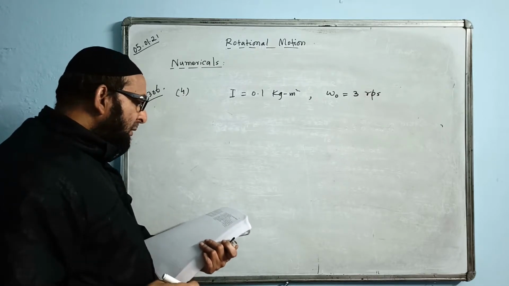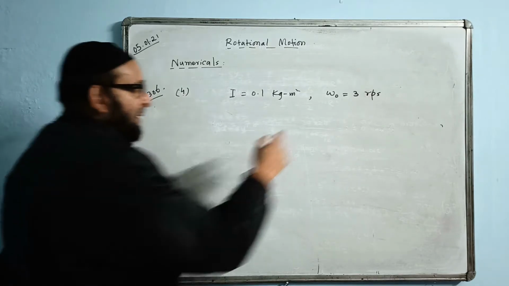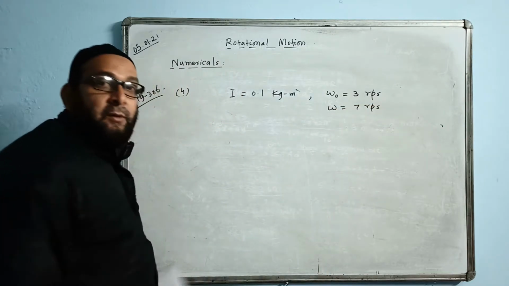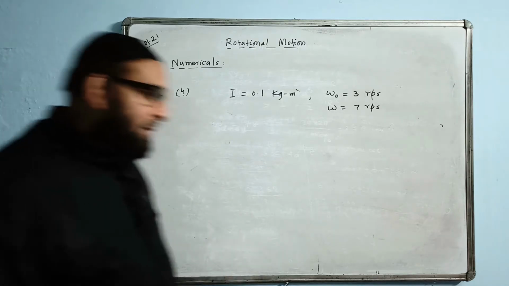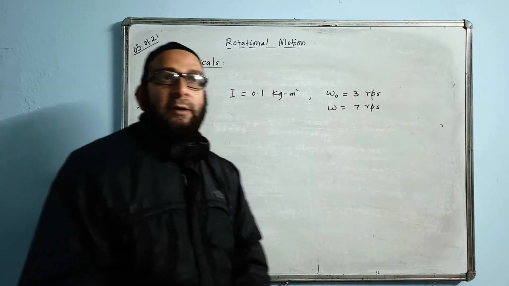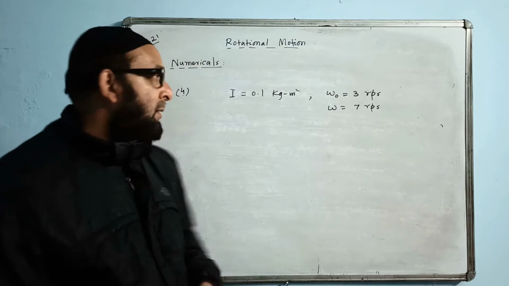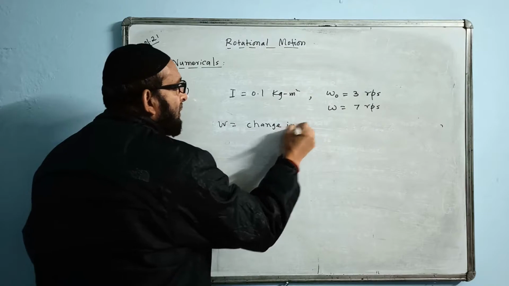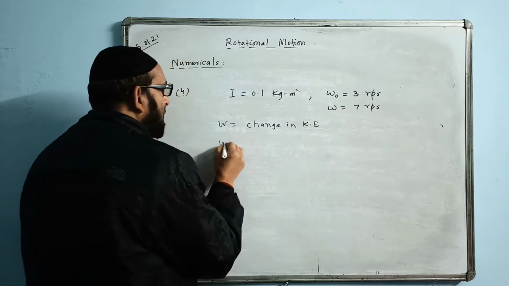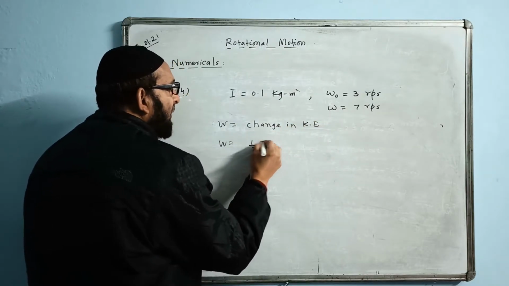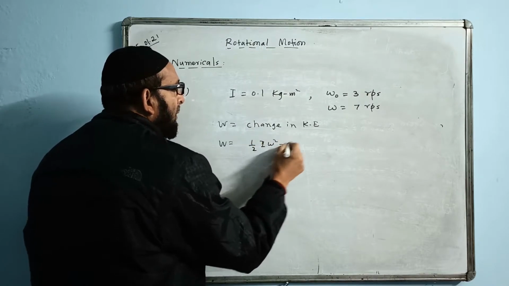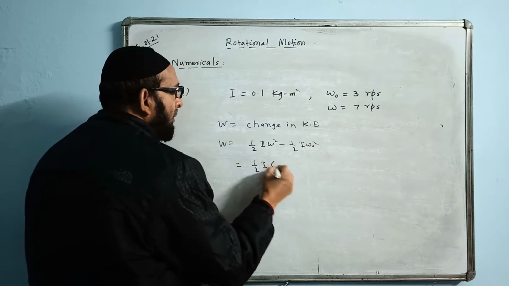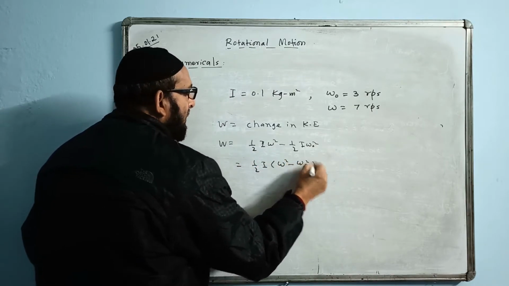Find the work required to increase its speed to 7 rps, that is final speed is 7 rps. We have to find the work done to increase the speed. This time we will apply the work energy theorem. Work done is equal to change in kinetic energy. That W is equal to half I omega square minus half I omega naught square. You can take half I common, omega square minus omega naught square.